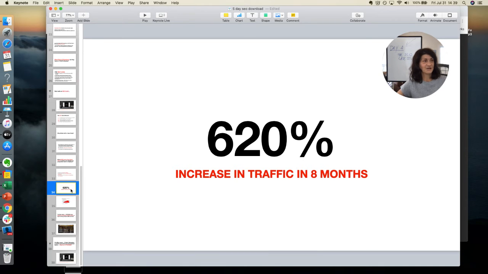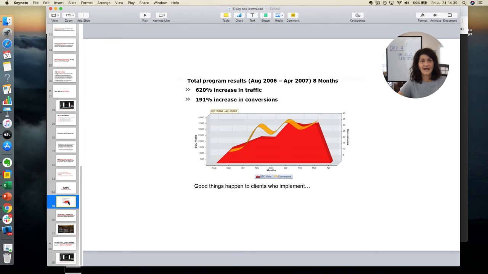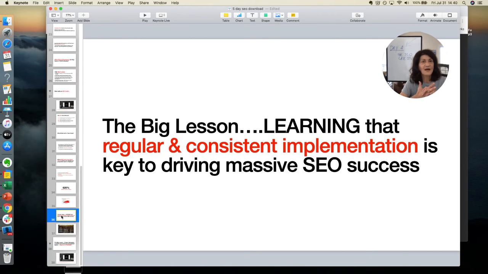This was one of my first ones, actually, when I was working in an agency. And so you could have that sit on its own, but it's best to really follow it up with something a little bit more in depth, like this, which is 620% increase in traffic, 191% increase in conversions. And what's really important to share about this, not only were these awesome results, but the one lesson, this was back in 2006, 7, and the one lesson I took away from all this was that regular and consistent implementation was really the key to that client's success.